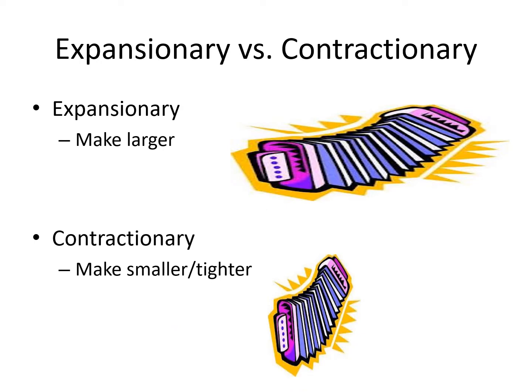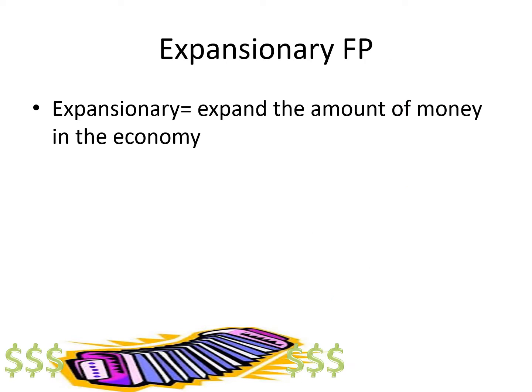So two terms. Two types of policy. You have expansionary policy, when you try to make the economy bigger, try to increase demand. Contractionary policy, you need to slow things down. The economy is getting too big, getting a little bit too hefty, so you need to make it smaller and tighter. Those are the two types of policy for fiscal policy we're going to talk about.